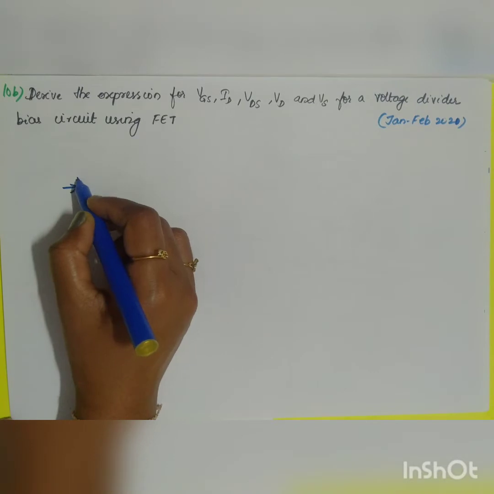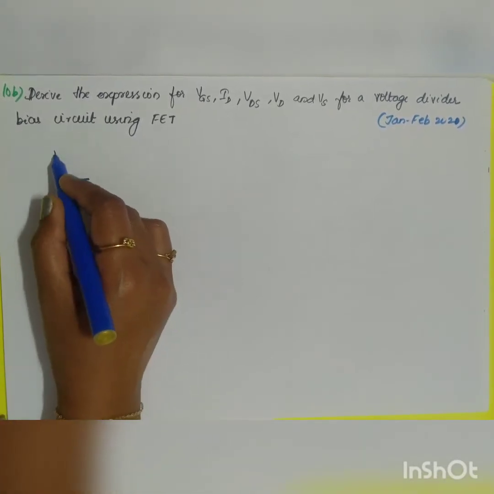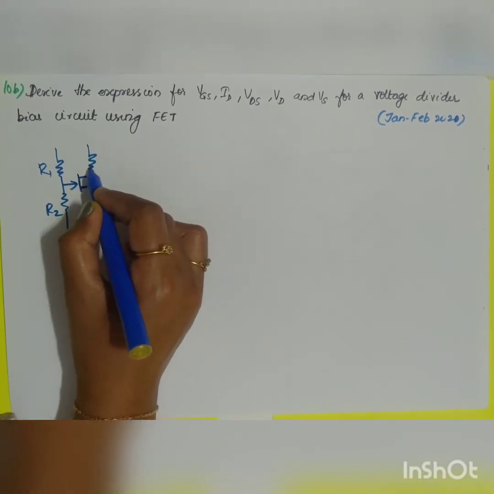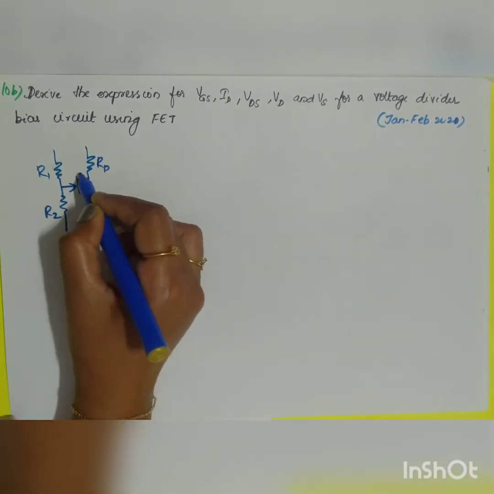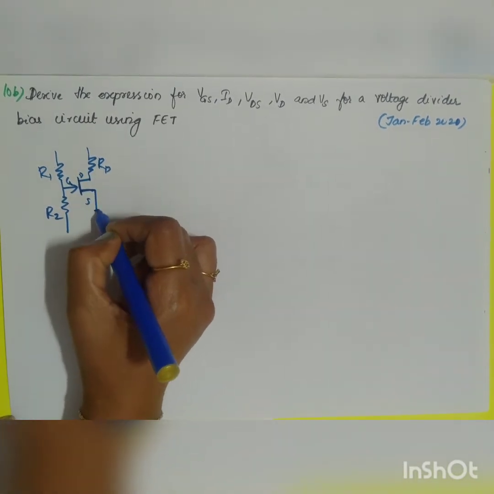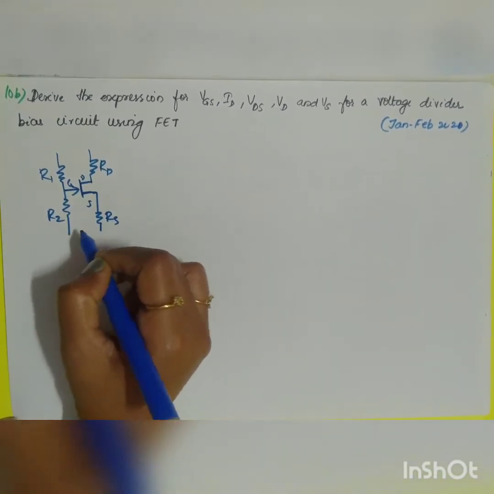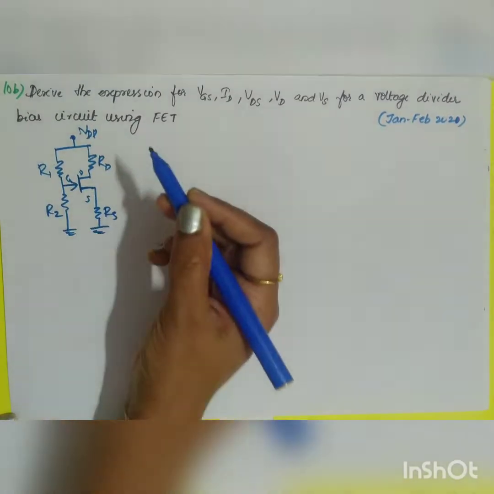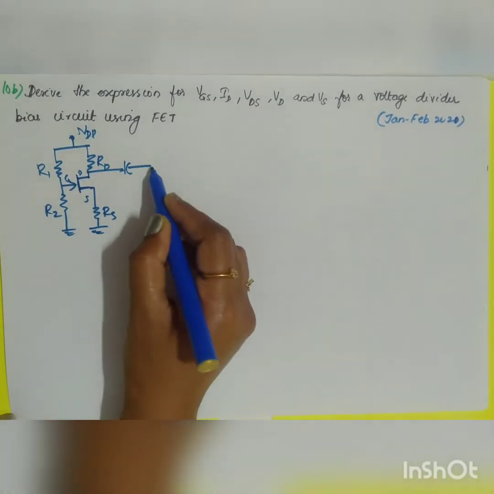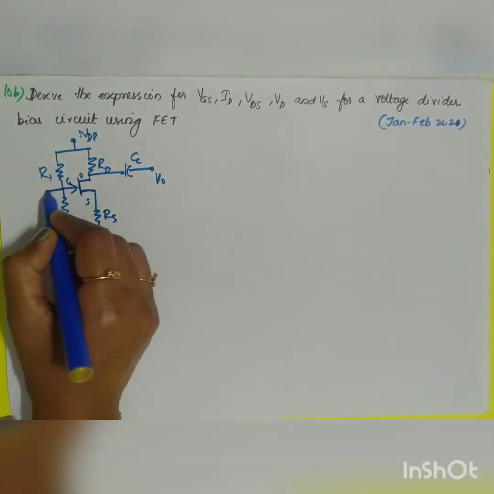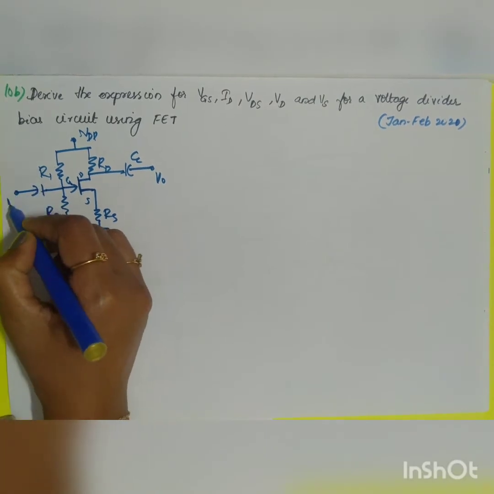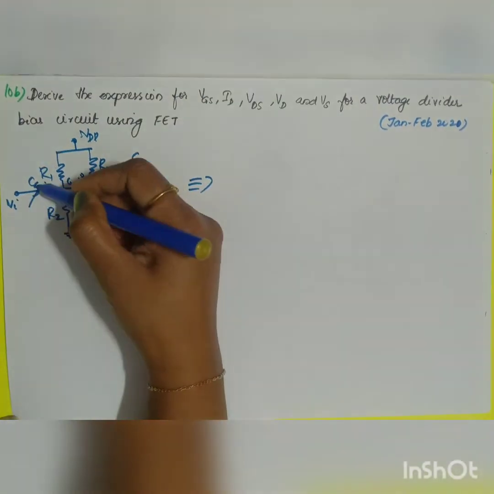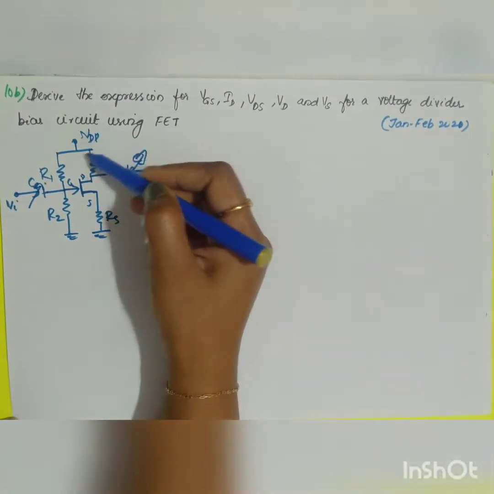Voltage divider biasing means across the input you will be having a voltage divider, R1 and R2. Across the drain you will be having RD. So this will be your gate, drain and source, with the stability resistor RS. Both will be grounded, and both will be connected to your supply voltage VDD. In the input and the output you will be having coupling capacitors, right?